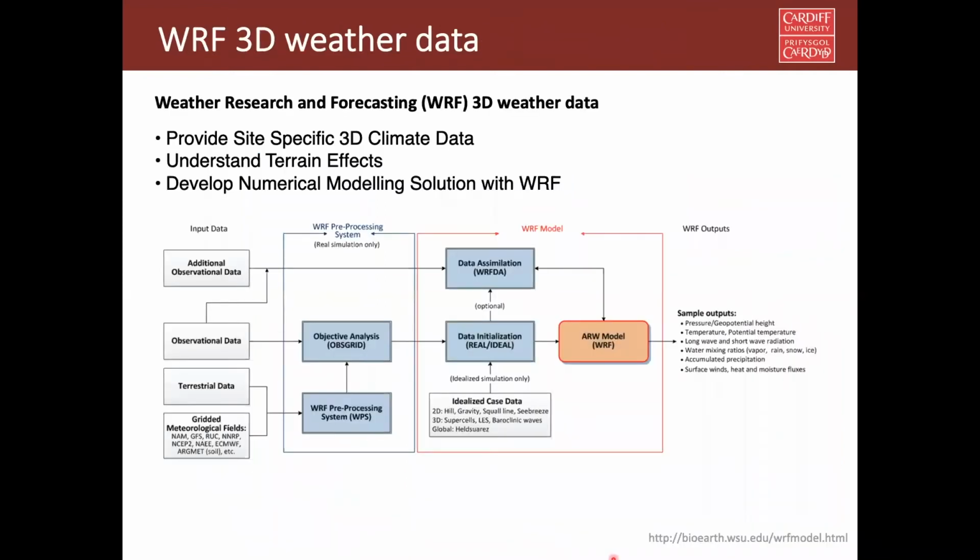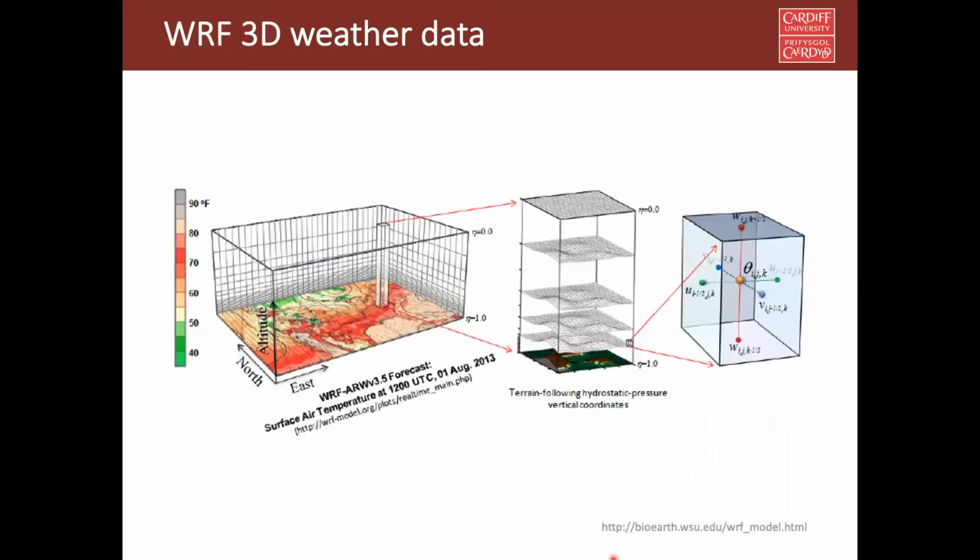So there are some 3-dimensional weather files under development. One of them is Weather Research and Forecasting (WRF) 3D weather data. And this weather data looks like this. So we have not only x-axis and y-axis data for weather files, we also have weather data along the height with high resolution, maybe every 100 meters. So this kind of weather data can help us to design tall buildings in a better way.